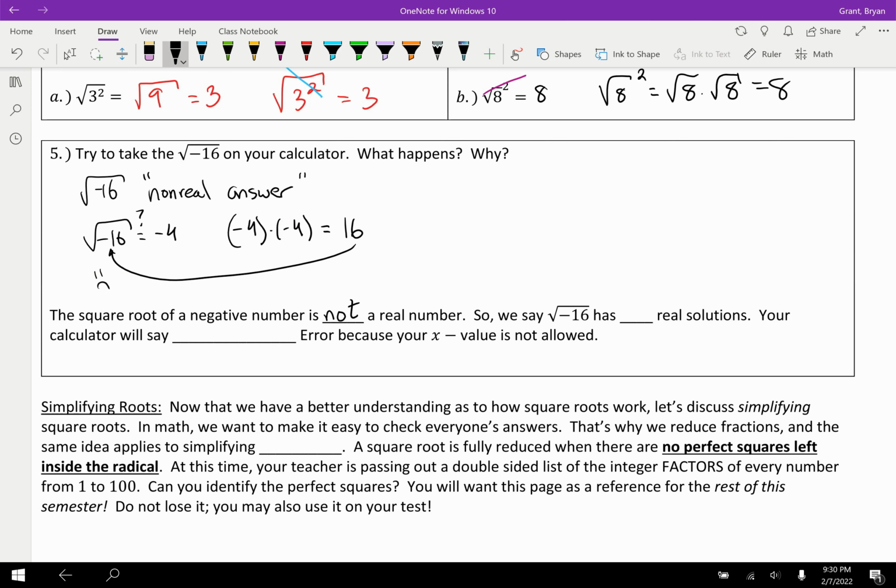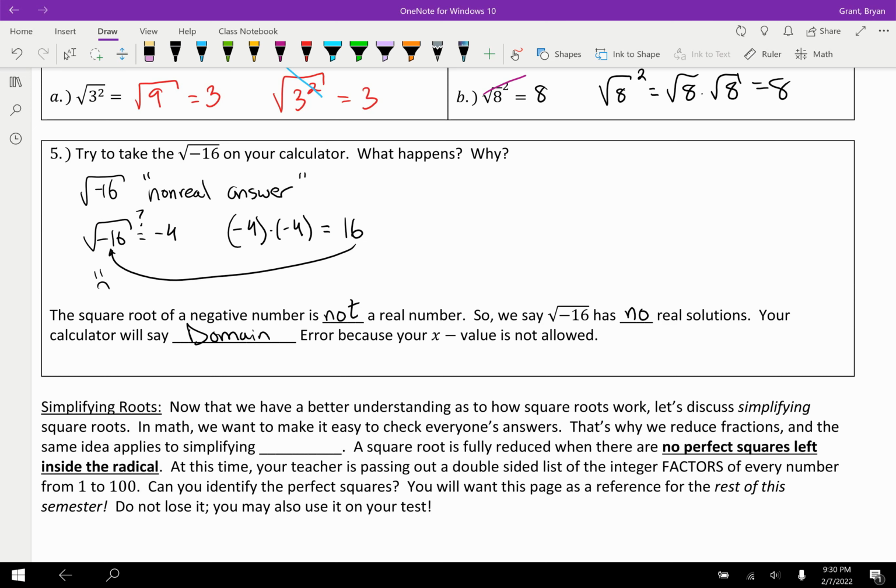Well, we actually say the square root of negative 16 has no real solution. Sometimes in Algebra 1, you'll hear people say that the square root of negative 16 has no solution. That's not quite accurate. When you get into Algebra 2, you'll learn that the square root of negative 16 does have solutions. They're just not real. What's the opposite of real? Imaginary? Are they imaginary? Well, something to think about for the next year or so. Your calculator will sometimes say domain error because you are not allowed to substitute in negative 16 into a square root.